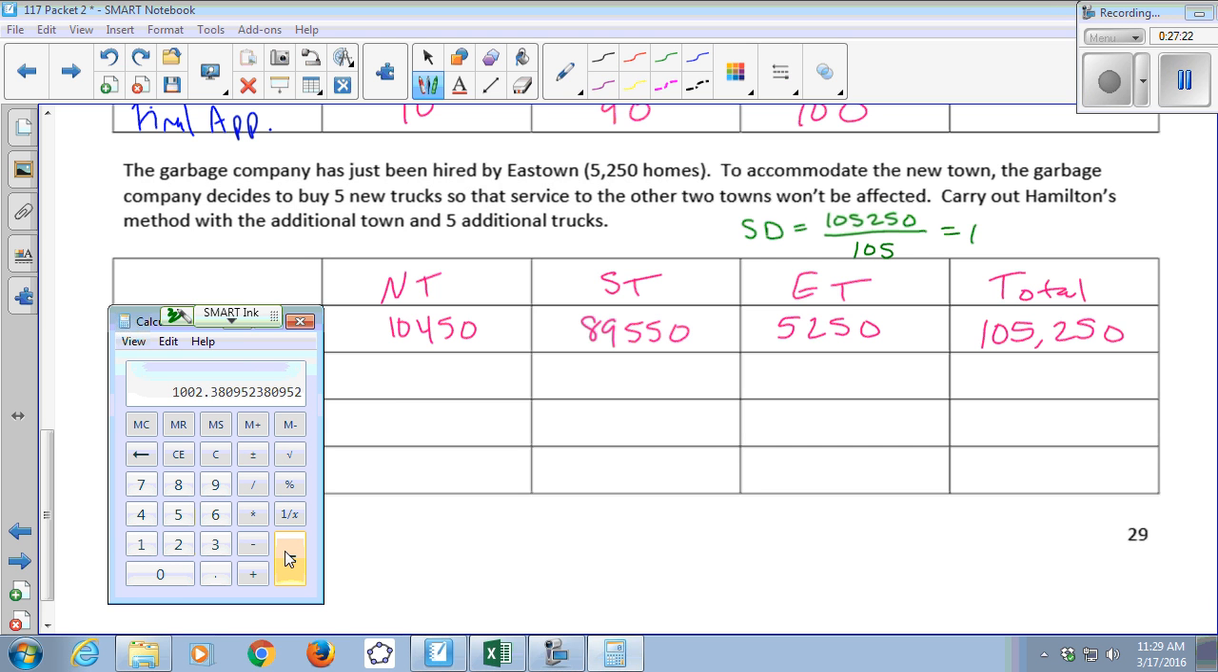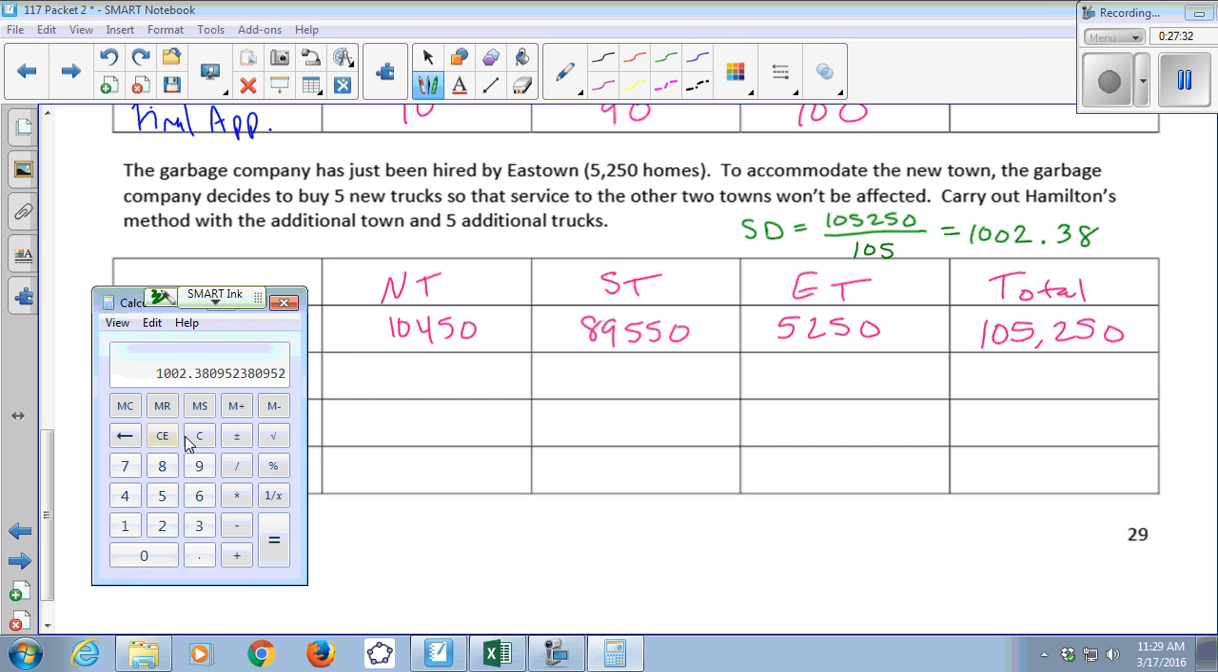Okay, so I get 1,002.38. My new standard divisor, divide each town's population by the new standard divisor. So I can no longer do this in my head. 10.425. 89.337.